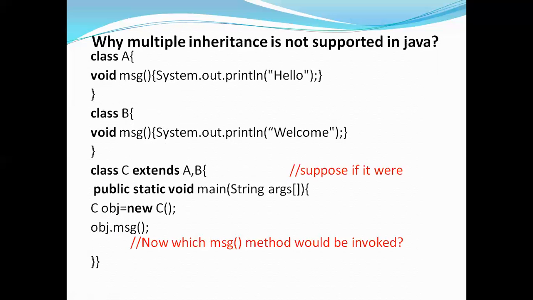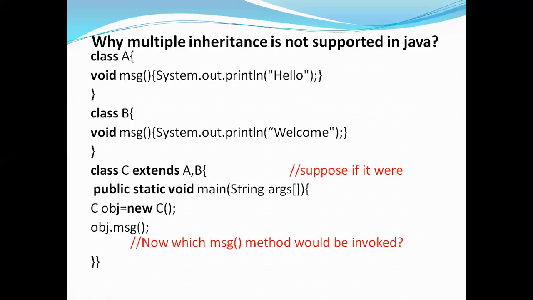So this multiple inheritance is not supported in Java here in the inheritance concept, but it is supported in another concept called interface. This drawback is overcome by the concept called interfaces. So while discussing the interfaces, we'll see how it is resolved. So this is about types of inheritance.